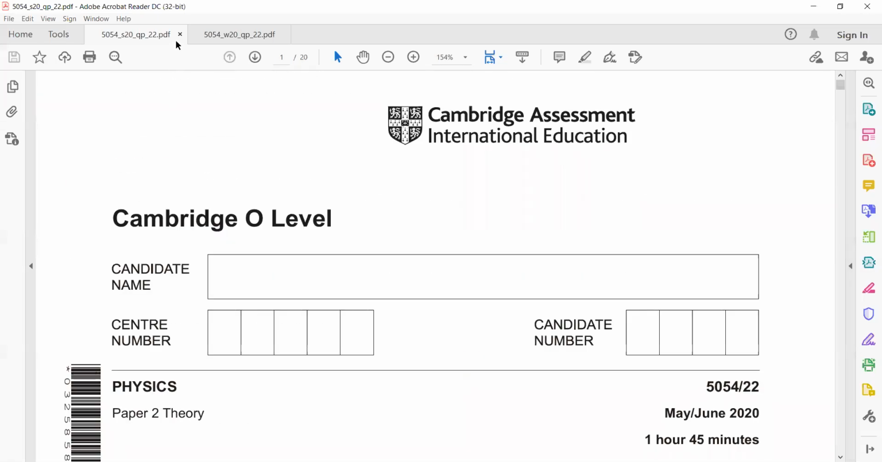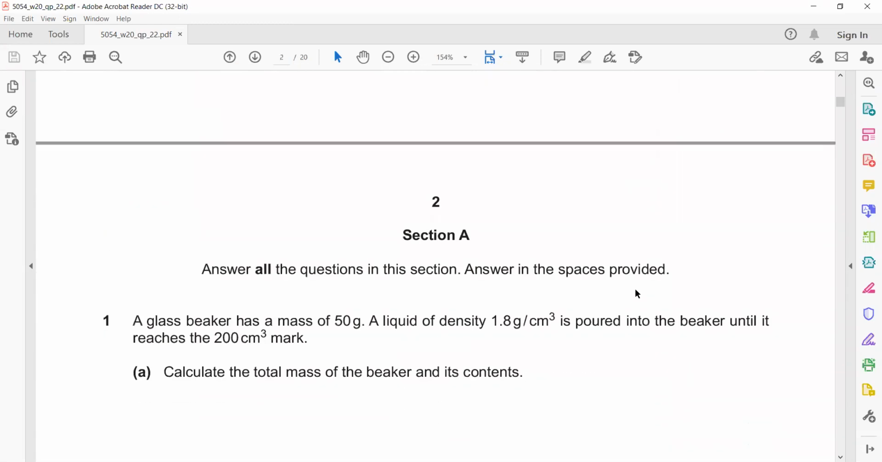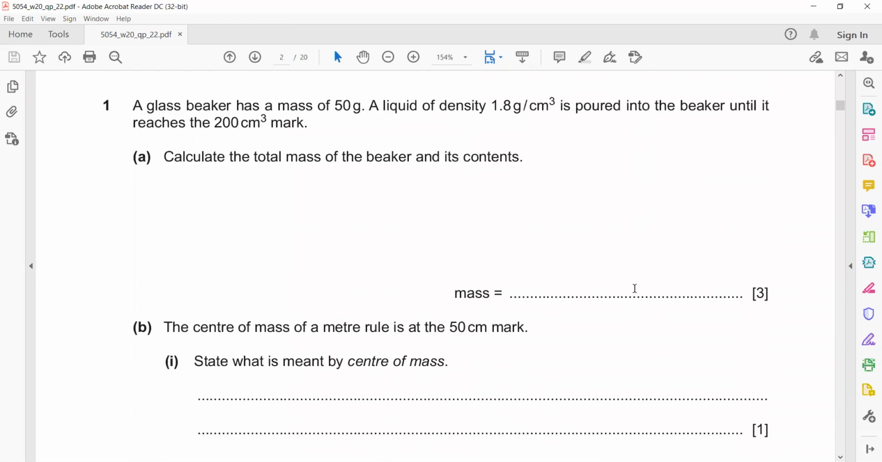So this was the May-June 2020 paper 2-2. The last one is October 2020 paper 2-2. The first one, question number 1.